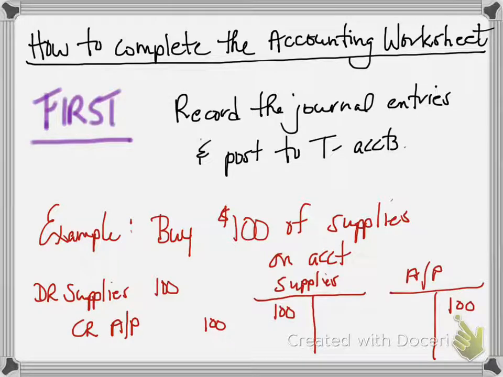So we've got a supplies account and the accounts payable account. We debited supplies, so we put $100 on the debit side of the T account for supplies and $100 on the credit side of the T account for accounts payable.